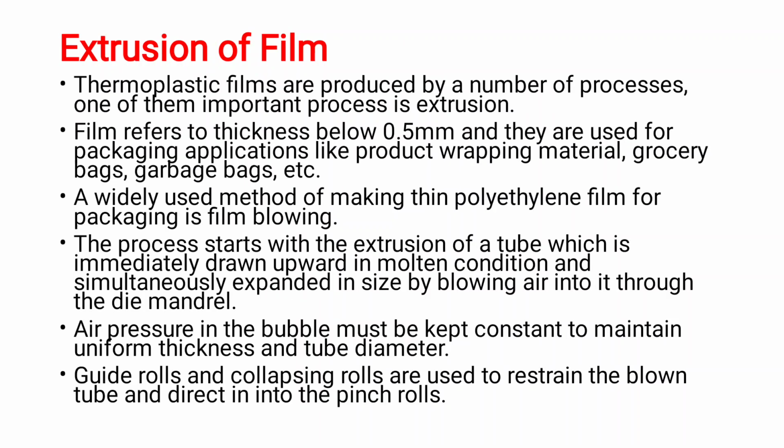The extrusion of film. Thermoplastic films are produced by a number of processes. One of the important processes is extrusion. A film refers to a thickness below 0.5 mm, and films are used for packaging applications like product wrapping material, and grab bags are produced. A widely used method of making thin polyethylene film for packaging is film blowing.